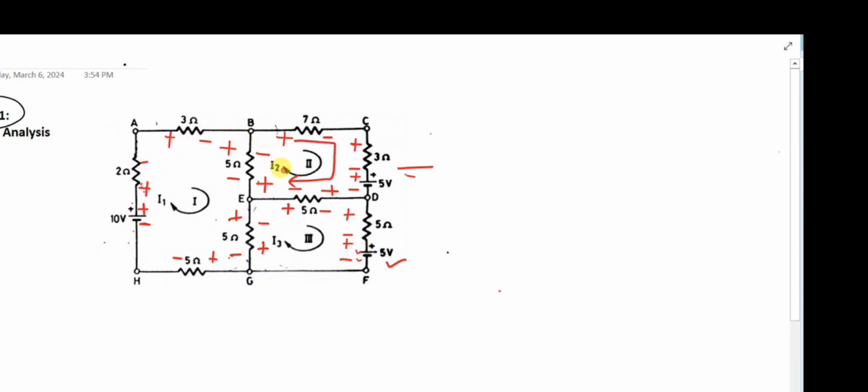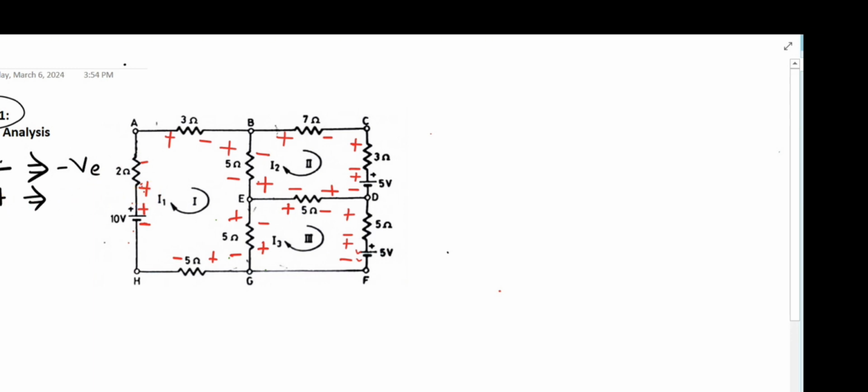That's all. Once all of them are done, we have to apply Kirchhoff's voltage law in each mesh. Before applying it, the first thing you have to remember is the sign convention: if your flow is from positive to negative, from higher potential to lower potential, the sign will always be negative. That's why we write a negative sign.